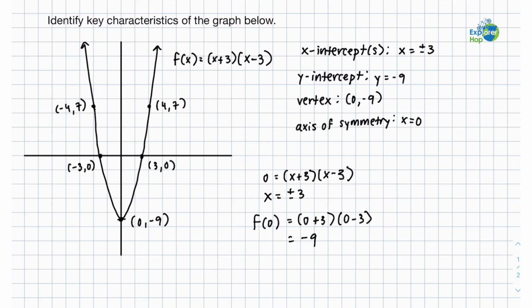And the vertex would be the point at which the x-coordinate is at the axis of symmetry, which happens to be x equals 0, and we can find that by finding the midpoint between the two roots, which are negative 3 and 3. So the midpoint between that is x equals 0, as you can see, and then when we sub in x equals 0, we find the vertex, which also happens to be the y-intercept.